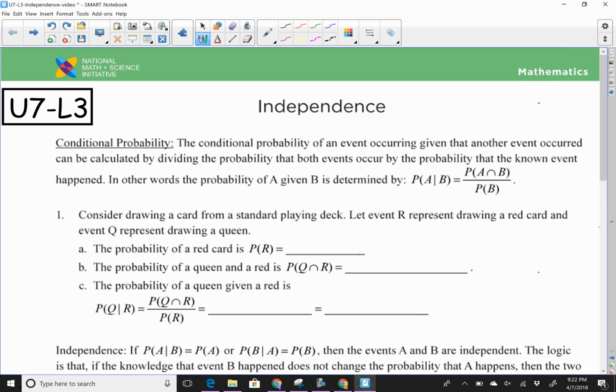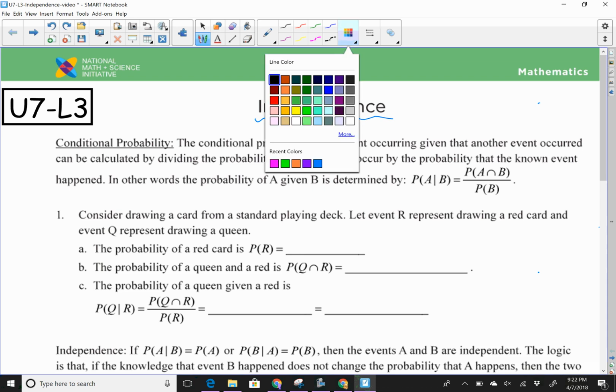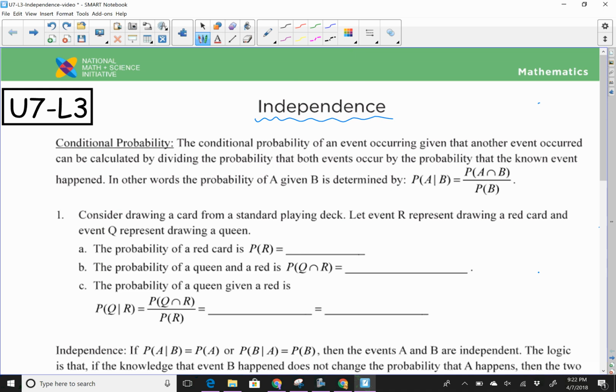Okay, our next unit in probability is called independence, and this particular lesson is going to concentrate on understanding when two events are independent or dependent. In the very first lesson, we talked about a formula like this: the probability of A and B is equal to the probability of A times the probability of B given A. Okay, so you should be familiar with that.